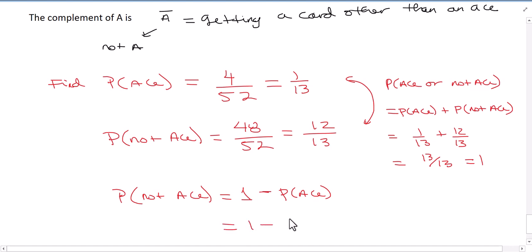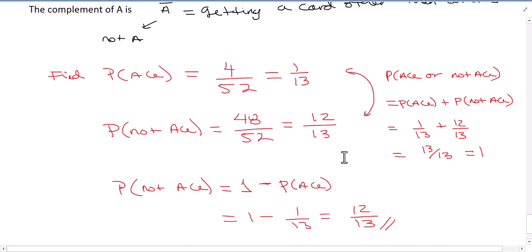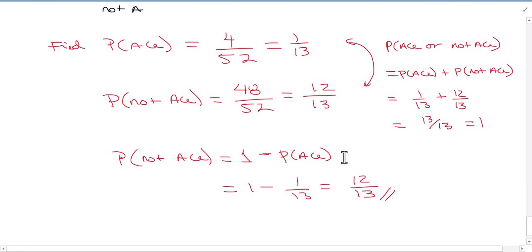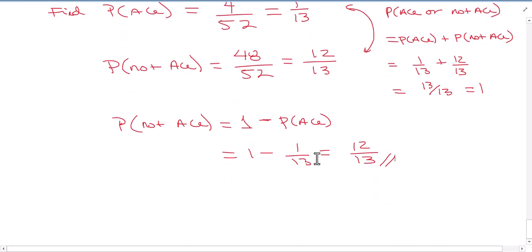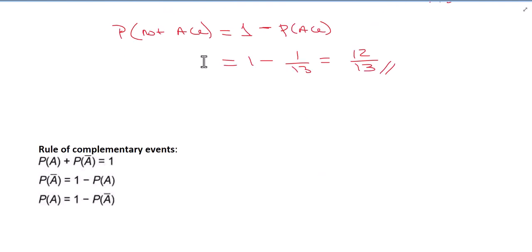So 1 minus 1 out of 13 will still give me the 12 out of 13. So that's another kind of shortcut of finding the probability of the complement, not A. So let me write those down. Here are the rules of complementary events.